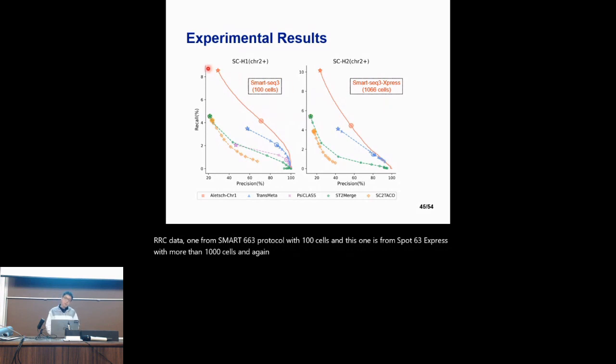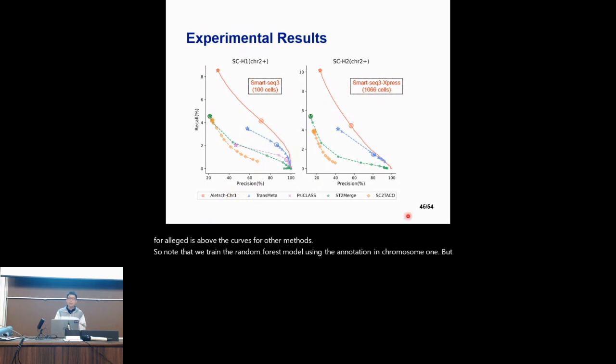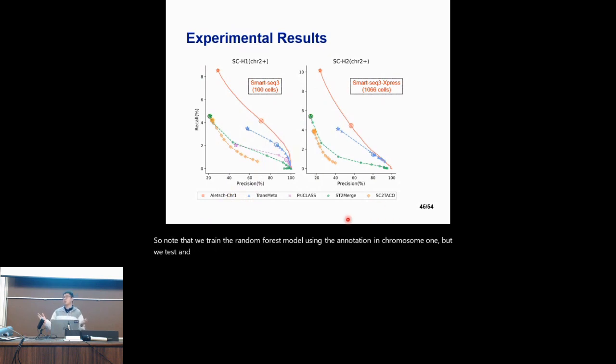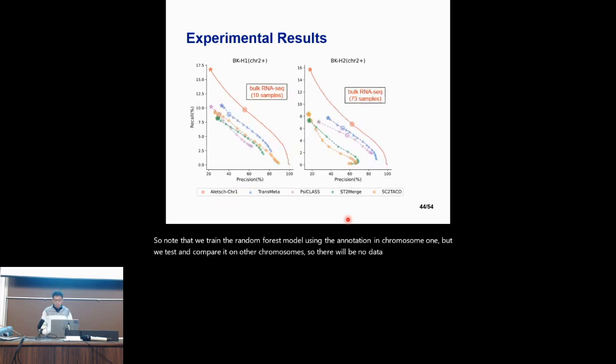And again, we draw the precision-recall curve, and you can see the curve for ALACH is above the curves for other methods. Note that we train the random forest model using the annotation on chromosome 1, but we test and compare it on other chromosomes. So there will be no data leakage. This is the result from applying it on bulk RNA-seq data, and we can see that the conclusion is consistent.